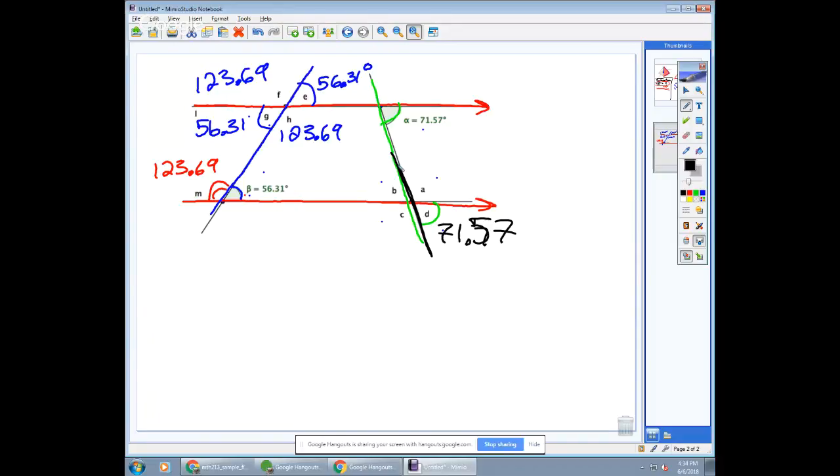What do you get when you do that subtraction? 108.4. Thank you, 108 point. Yeah, so now we get all of these. C must be 108.43, and B must be 71.57. So no matter what, you always subtract from 180. Because we have a straight line cutting through there, and a straight angle is 180 degrees. So the angle next to it is always 180 minus, always.